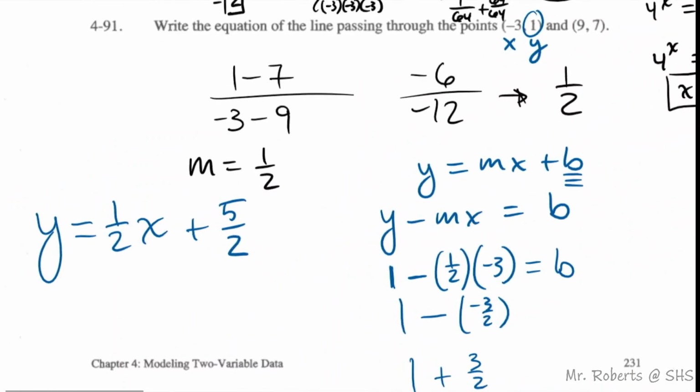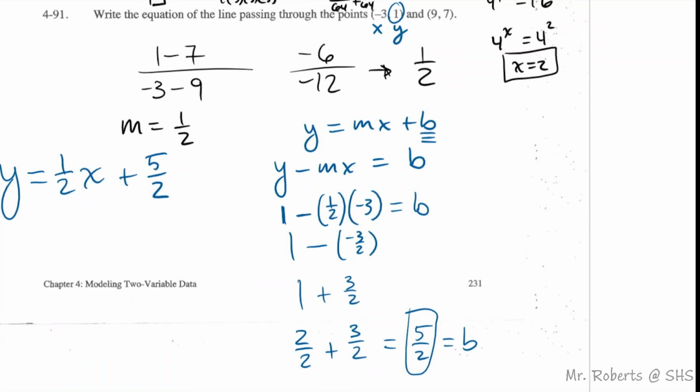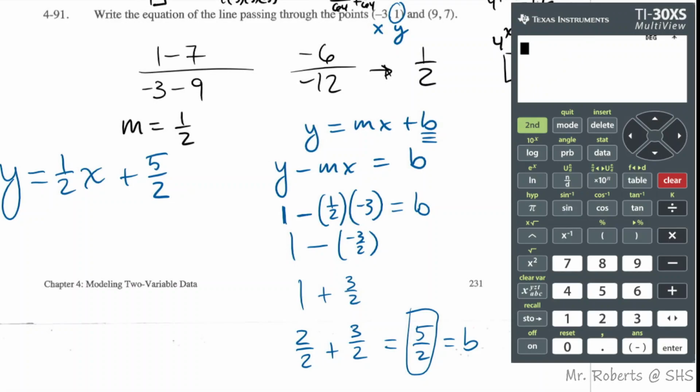I'm pretty confident in that, but I'm going to do a quick check to make sure I'm right. And this time, to do this check, I'm going to tell my calculator to create a table. So I'm going to hit table. Now that I've hit table, it says enter a function. My function is 1/2 times x plus 5/2. And it'll start at 0, and I'll have it step by 1, and I'll do auto. There we go.